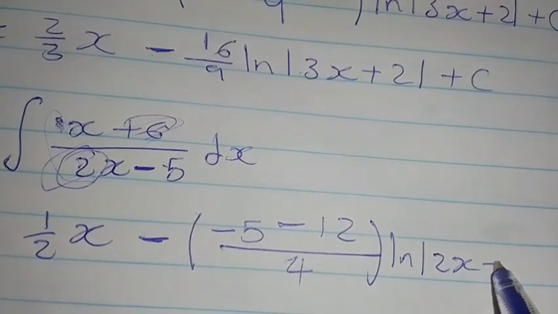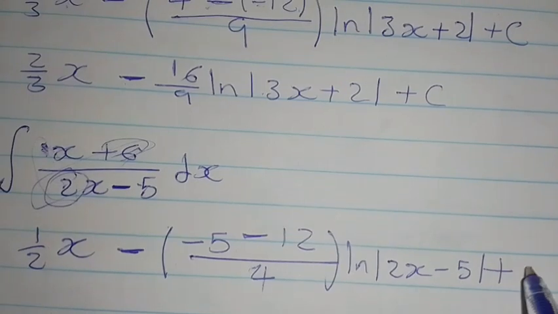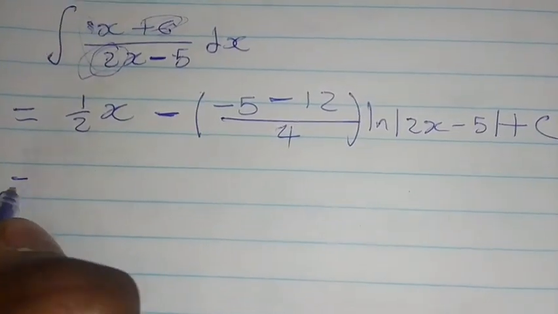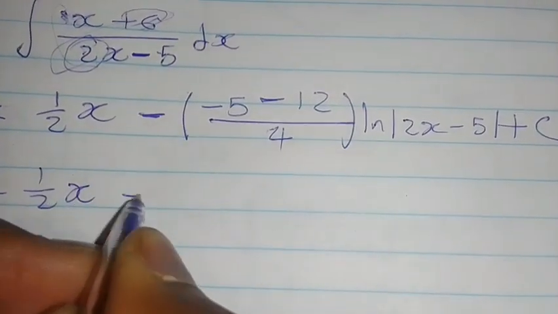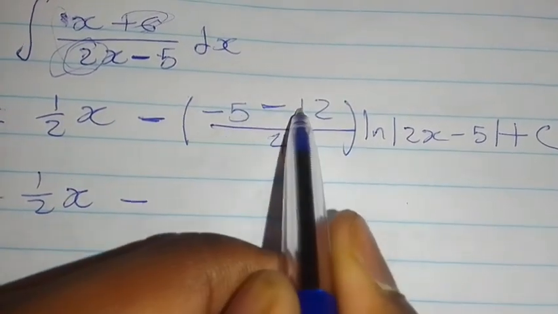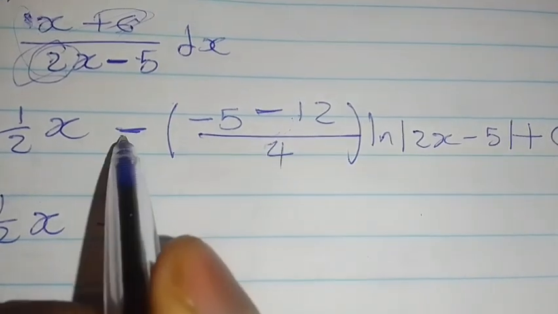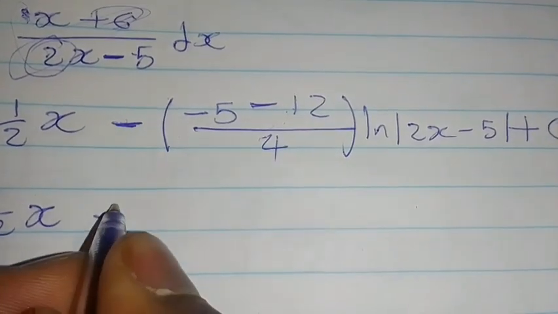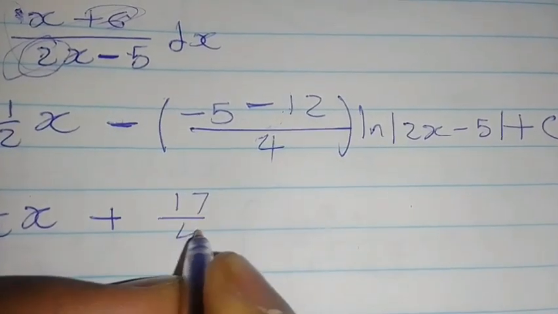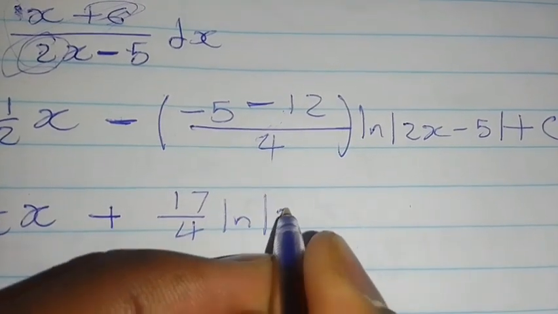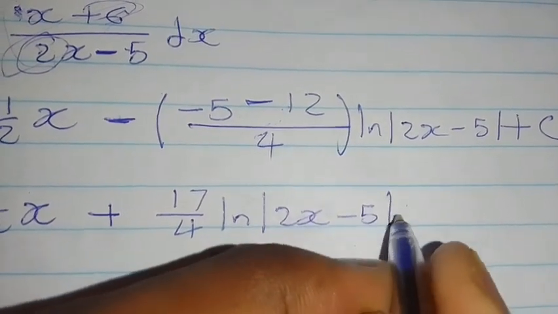Then that's just basically how you can evaluate that. Then it's just a matter of simplifying. Now you have one half x, and minus 5 minus 12. Minus 5 minus 12, that's going to be what? That's going to be minus 17. And remember, you have a negative sign here, so negative and negative will be positive. So you'll have 17 over 4 ln the absolute value of 2x minus 5 plus a constant.